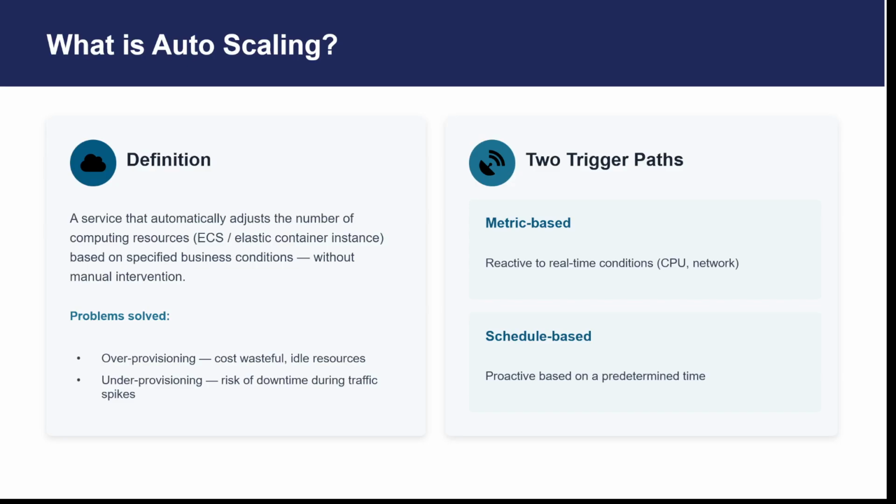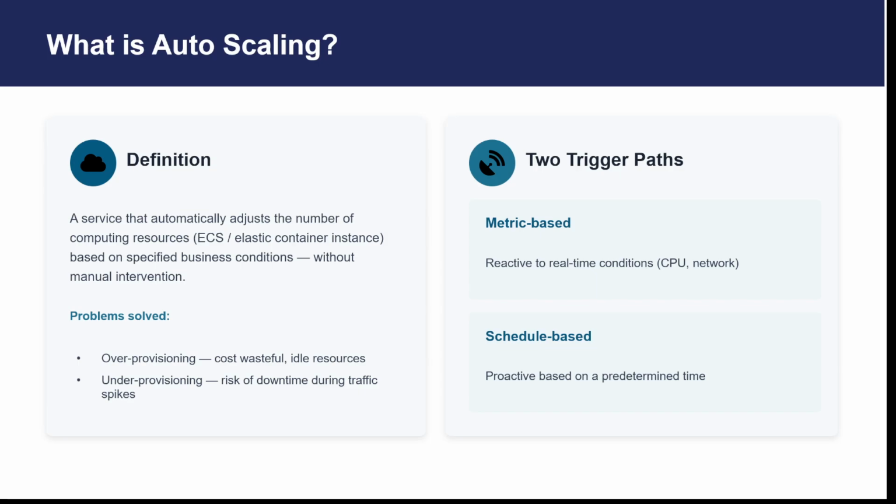Okay, first, what is autoscaling? Autoscaling is a service that automatically adjusts the number of compute resources, such as ECS instances or container instances, which we also call ECI, based on predefined business conditions without any manual intervention.